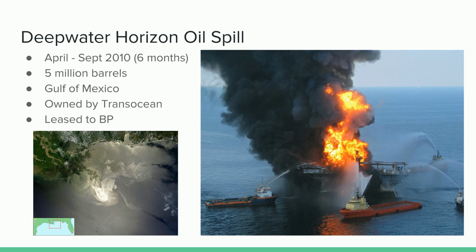Okay, but let's talk about Deepwater Horizon. So, Deepwater Horizon happens in 2010 off the Gulf of Mexico, basically off the coast of Louisiana. About 5 million barrels of oil are spilled over the course of about 6 months. So there was an explosion on the rig, and the rig goes down in April, and it wasn't until September that they were able to finally declare the well capped.